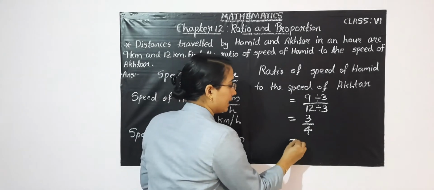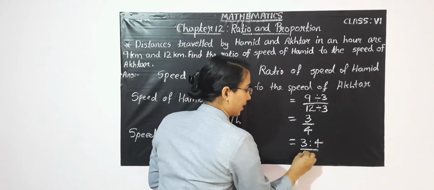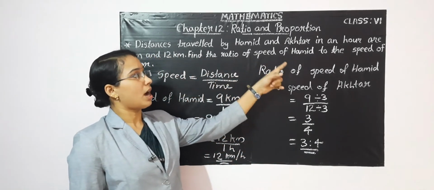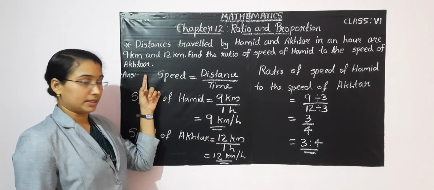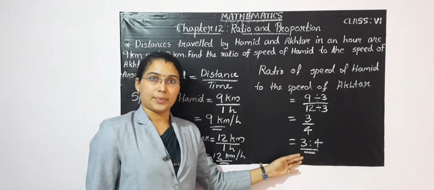So we can write 3:4 is our final answer. So in this question we wanted to find the ratio of the speed of Hamid to the speed of Akhtar. The answer is 3:4.